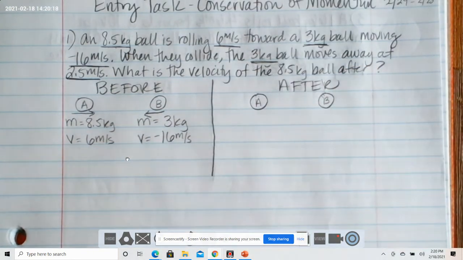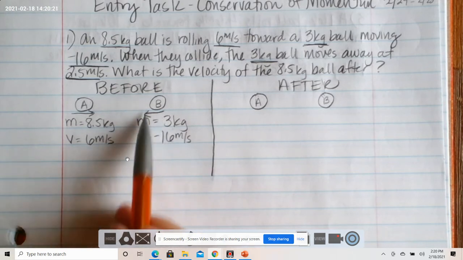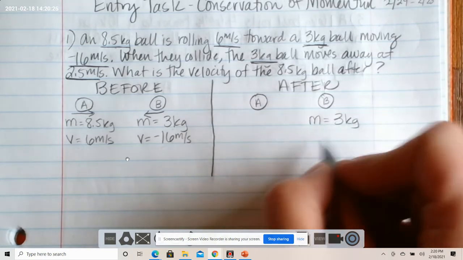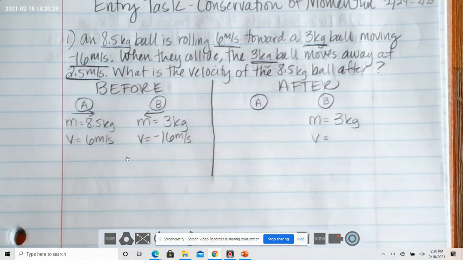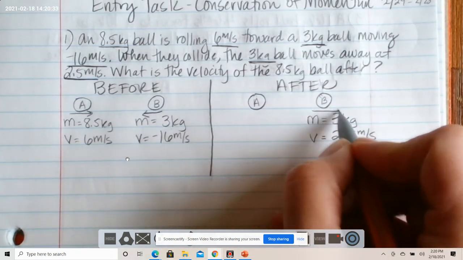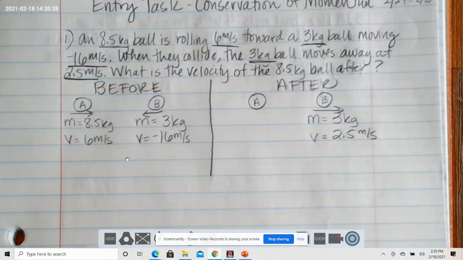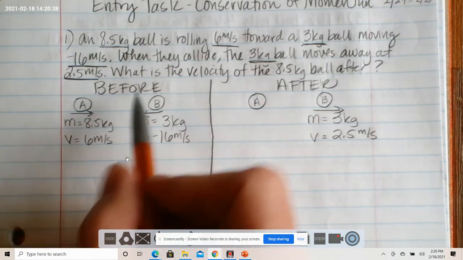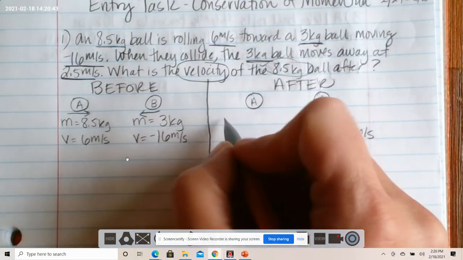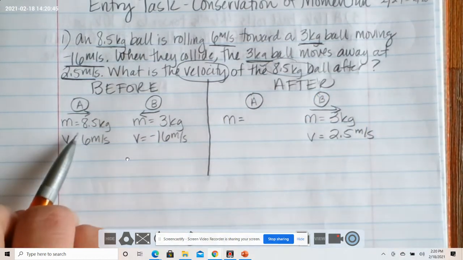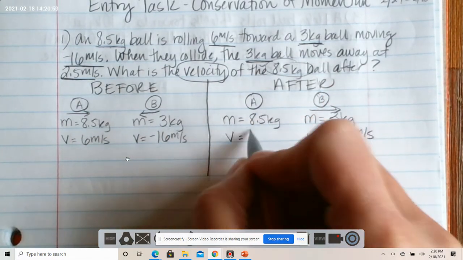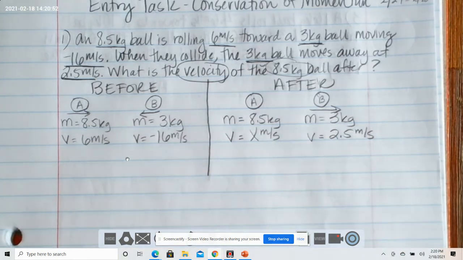So we know the 3 kilogram ball, that's ball B. We already assigned it ball B. So that mass didn't change. But now it's moving away at a velocity of positive 2.5 meters per second. So we know ball B is going to go to the right after the collision. The question is, what is the velocity of the 8.5 kilogram ball? So this is ball A, which was the 8.5 kilogram ball. The mass didn't change. The velocity is what we're going to be looking for, so it's going to be x meters per second.